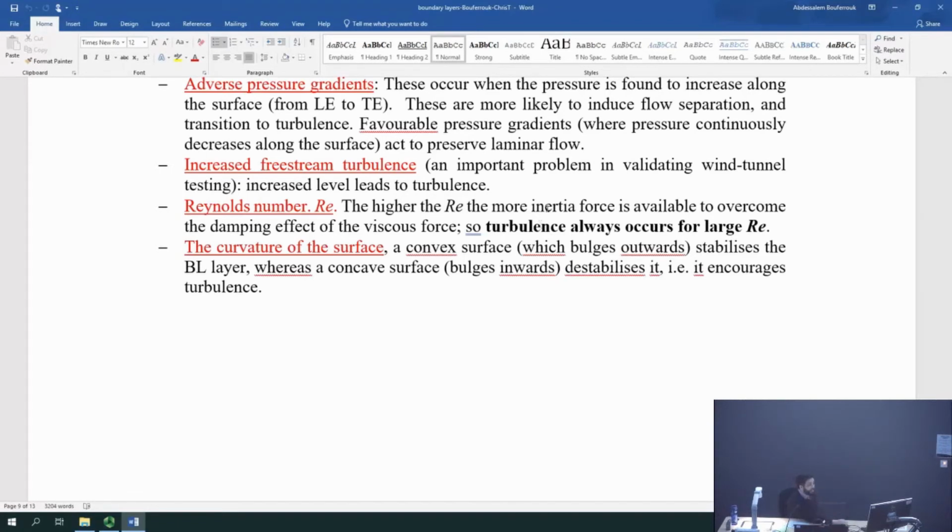And finally, in terms of the curvature of the surface, I always get confused with this: if it's concave, which is bulging inwards, that encourages turbulence. Otherwise, if it's a convex surface, which is bulging outwards, it actually stabilizes the boundary layer and reduces its tendency to go turbulent. If you're doing some aerodynamic work later on, try to remember these effects on the transition to a turbulent boundary layer.